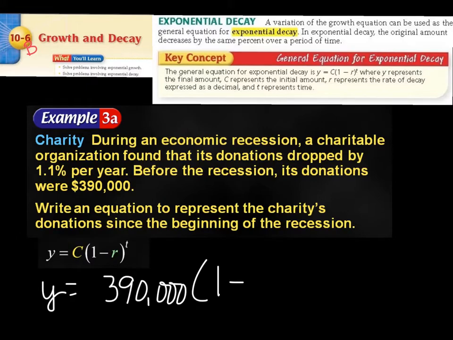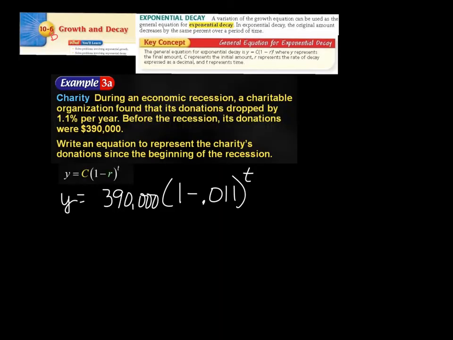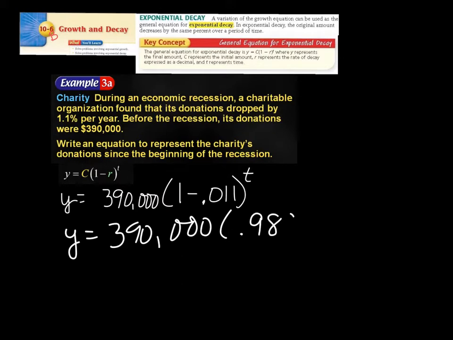Our original amount was $390,000, and it's decreasing by 1.1% per year. Move our decimal 2 places left to change it to a decimal, to the t. The only thing we need to do to clean it up is subtract. So we have 390,000 times 0.989 to the t. And you can put a 0 in front of there to make your decimal stand out, but it's not mathematically necessary.